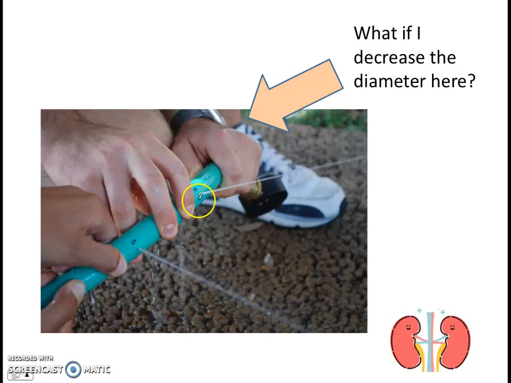Hopefully your answer is that the pressure here increases, right? Because water, in a sense, can't move through this part so easily. So there's a buildup of pressure here, and you can see that the water will squirt out more violently and with greater force. It's very similar in the glomerulus, where the afferent arteriole has a larger diameter than the efferent arteriole, and so the pressure in the glomerulus is very high, which helps ultrafiltration.